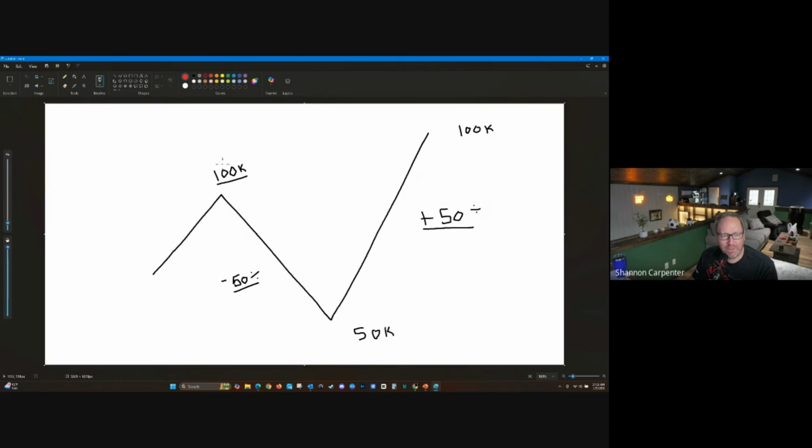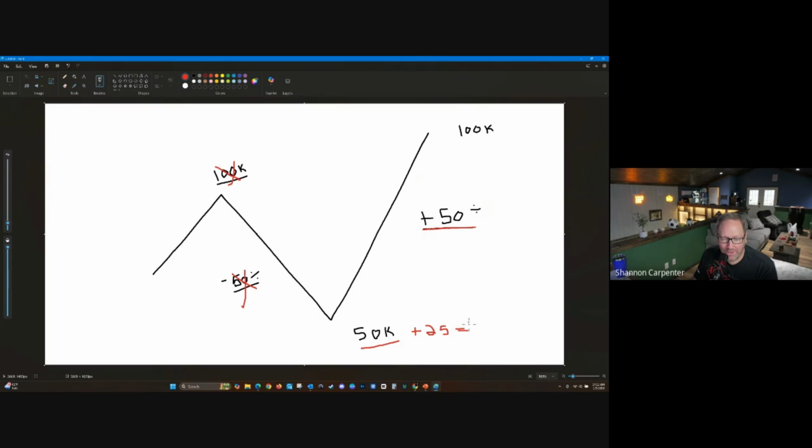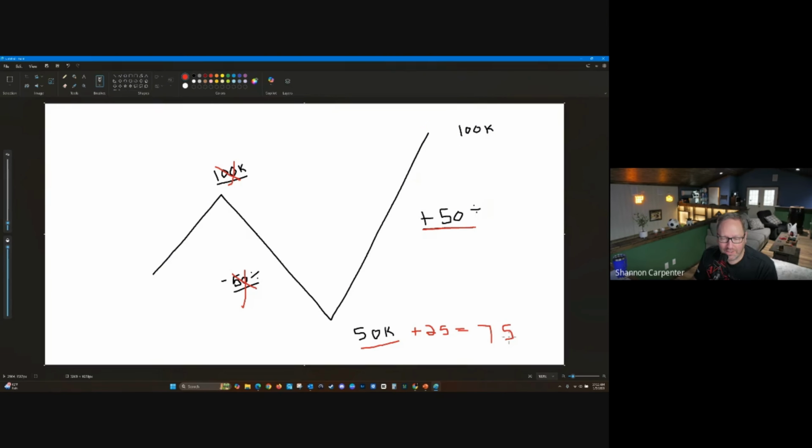So what really happened is you had 100, and you don't have that anymore because you lost 50%. So what you have is 50,000. Right? So when you gained 50% in the market, you gained 50% of 50. So Dan, what's half of 50? 25,000. Good job. And if you added those together, what would you have? 75,000. So the correct answer is 75,000. Does that make sense to everybody?